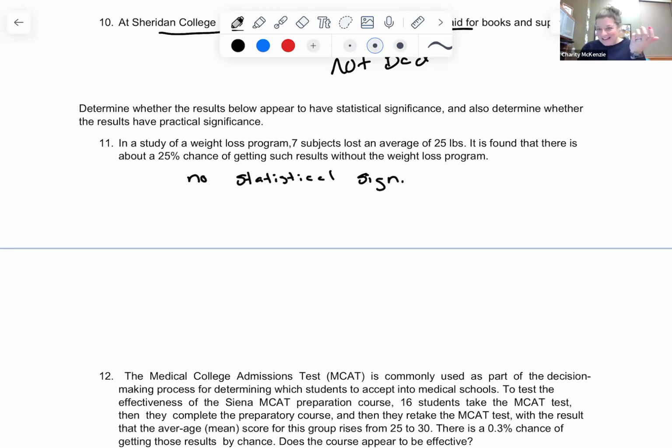But does it have practical significance? Well, yes, I think it does. Obviously, the program's working if 7 people lost an average of 25 pounds. So practically, it could work for me, and maybe not Johnny over here, but maybe that program could work for me. My logic says it could be working pretty well for some people. So yes on practical significance, but not necessarily statistical.